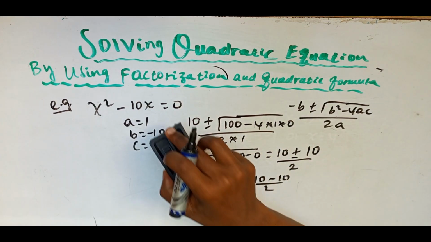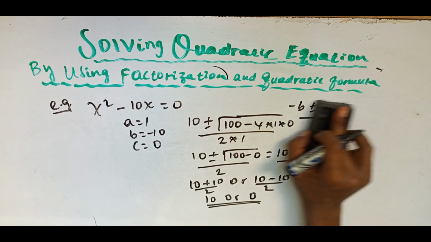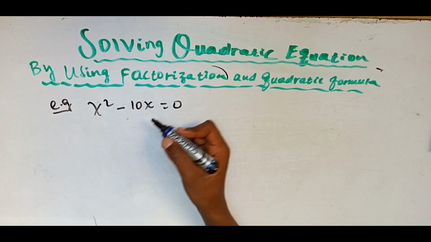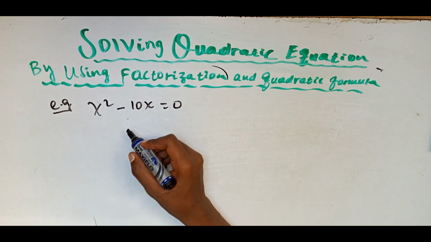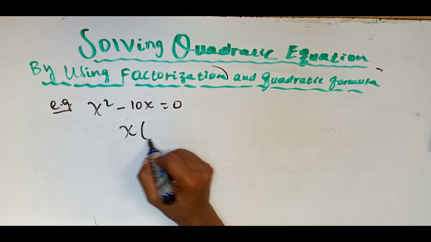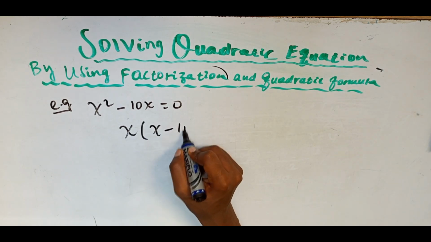Let me take it by factorization and show you how it works. By factorization, we don't have c, so what we are going to do is just factorize this one, x into x minus 10.